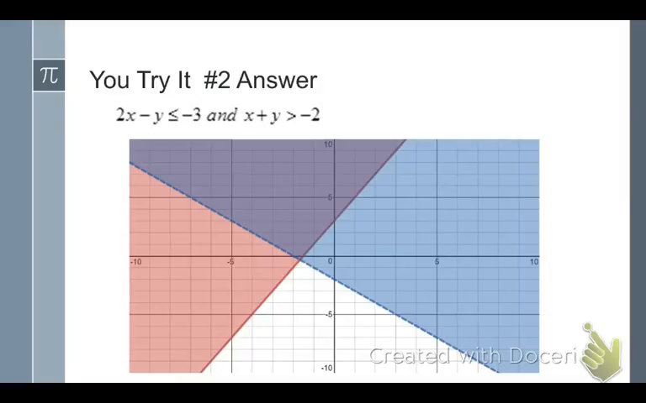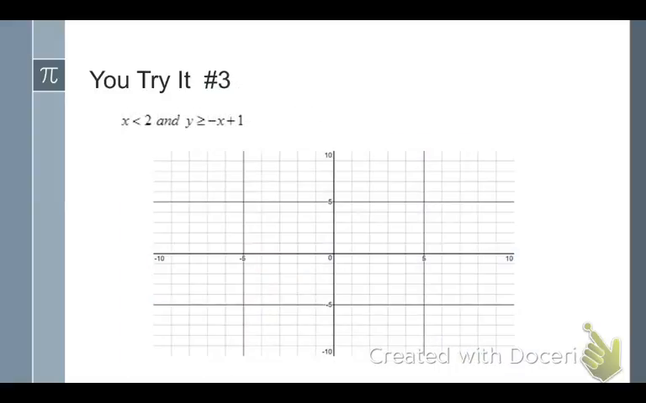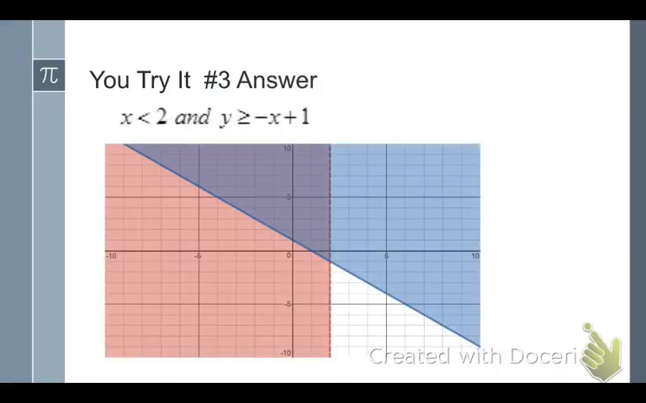And now the final problem for you to try is here. Graph these inequalities and find the overlap to find the solution set of the system. Stop the video now. And here is the solution set to that one.